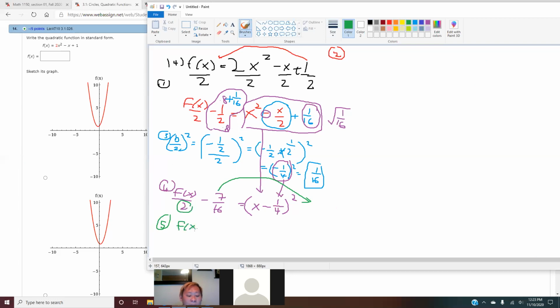So let's do that first. You move that over there, so it becomes plus 7 over 16. And then after that, you multiply that by 2. So you will get 2 times (x minus 1 over 4) squared plus 7 over 8. The reason why this becomes 8 is because this also has to be multiplied by 2. So when you multiply by 2, you multiply by 2 for this whole square, and you also have to multiply 2 to the constant term. So this is your quadratic function in the standard form, which is a lot of work, right?